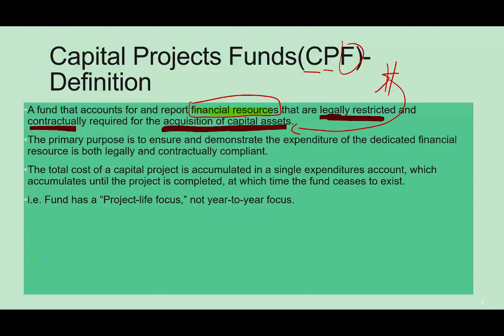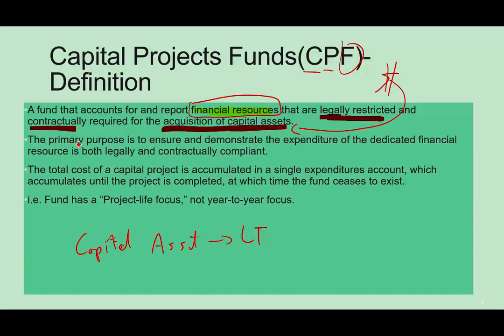Now, I'm going to say this one more time. We don't keep track of the asset itself, of the capital asset, because the nature of capital assets is long-term. And remember, this is a governmental fund, and in governmental funds, we don't have long-term assets and long-term liabilities. So we only keep track of the resources, which is usually the money and some related activities to that money.